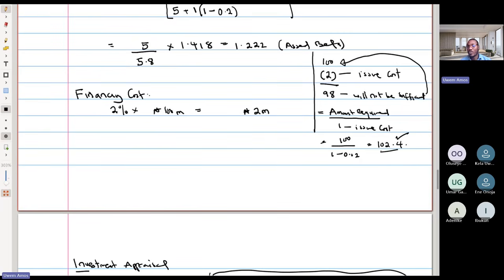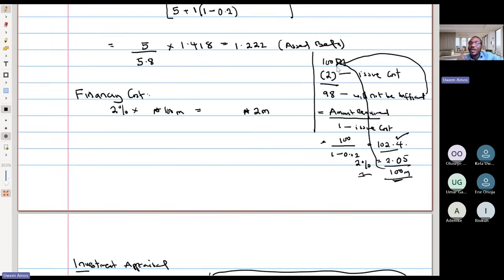And the reason is because when you borrow this amount and the bank charges you 2% on that amount, how much is 2% of 102.4? 2 divided by 100 multiplied by 102.4. So that would be 2.05. So this will give you approximately 100 million, which is what we require. I want you to get that point first before I move forward. Is that one clear? Is that point clear, sir?